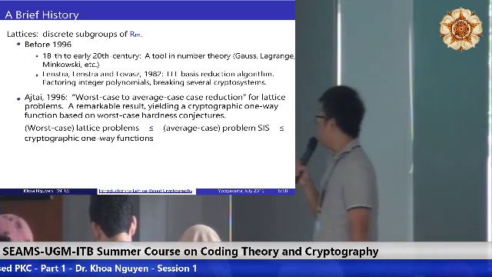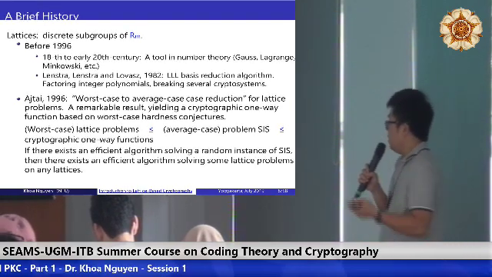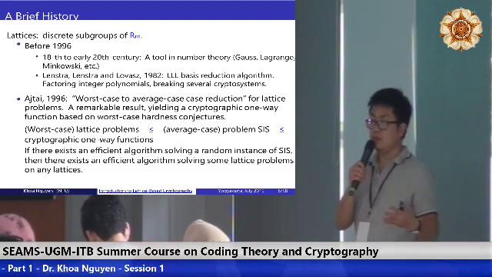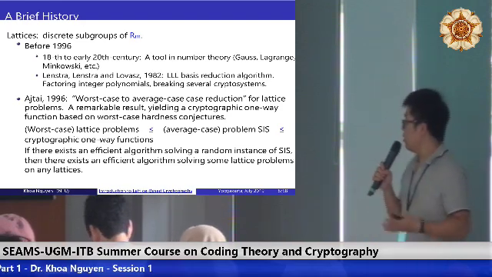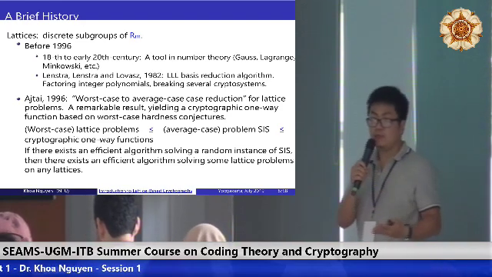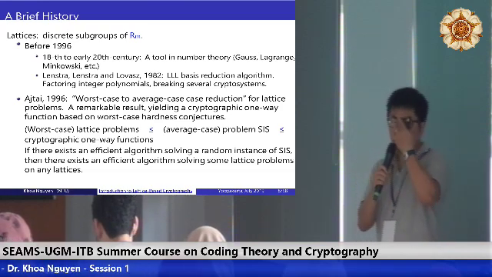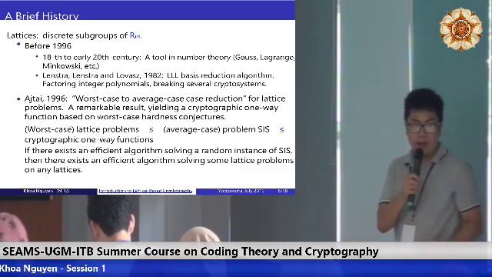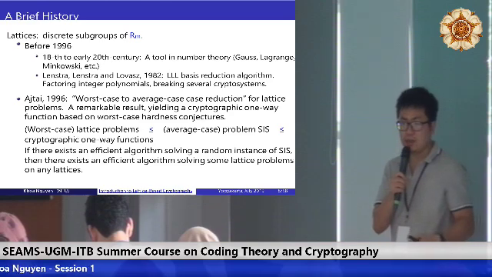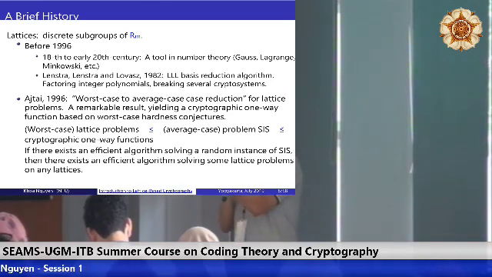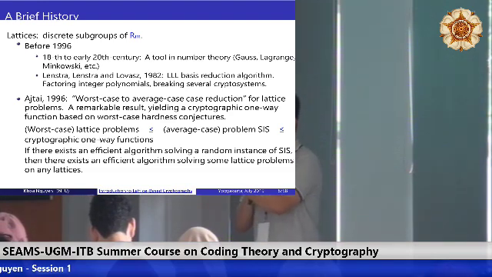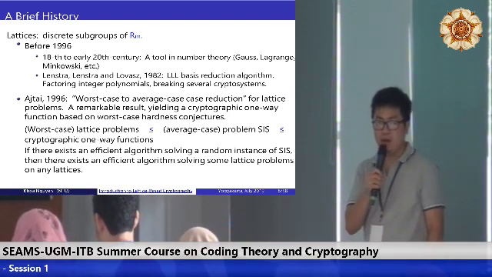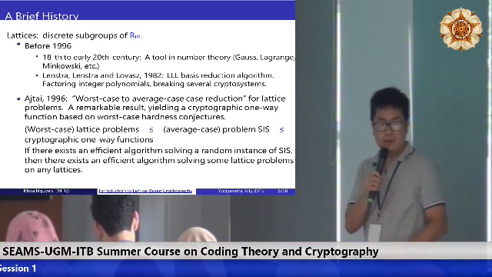More concretely, what Ajtai shows is that if there exists an efficient algorithm solving a random instance of this problem, then there exists an efficient algorithm solving some lattice problem on any lattice. The word random here refers to average-case hardness, and the word any here refers to worst-case hardness. Okay, it's a very, very strong security guarantee. Suppose that there exists some instance of a lattice problem that is hard, then the SIS problem is also hard. Are there any questions here?